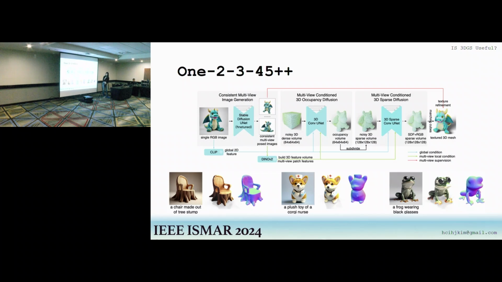And One-2-3-45++ is an innovative method that transforms a single image into a detailed 3D textured mesh in about 1 minute. This is achieved by initially fine-tuning a 2D diffusion model for consistent multi-view image generation, followed by lifting these images to 3D with the aid of multi-view conditioned 3D native diffusion models. It was chosen in the paper because it was the SOTA among the studies on creating a 3D model from only a single image when I was writing the paper.